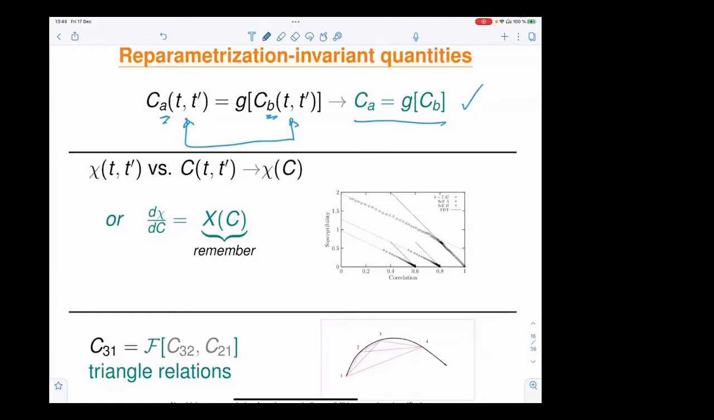The same thing is when you plot the response versus the correlation. So it is a two-point function in terms of another two-point function. And you can plot them one against the other. This is another reparametrization-invariant fact. And it is very important because the curve that gives you integrated response versus correlations defines this X parameter, which will be very important for us. It is something that substitutes the fluctuation dissipation theorem, but we are out of equilibrium, so we don't have it.